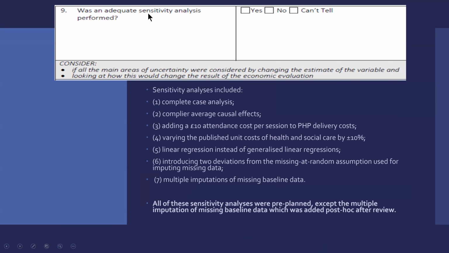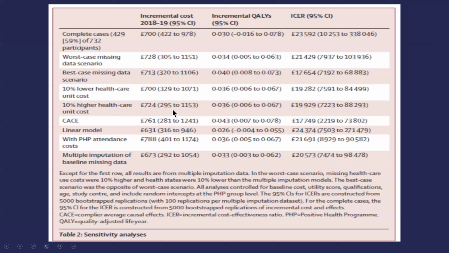Was sensitivity analysis performed? Yes. So they had actually included multiple sensitivity analyses before, and they were performed. So this was a different sensitivity analysis performed. They have looked at different things and calculated the ICER in that. So all of them are around that 19 to 20 range which they got.